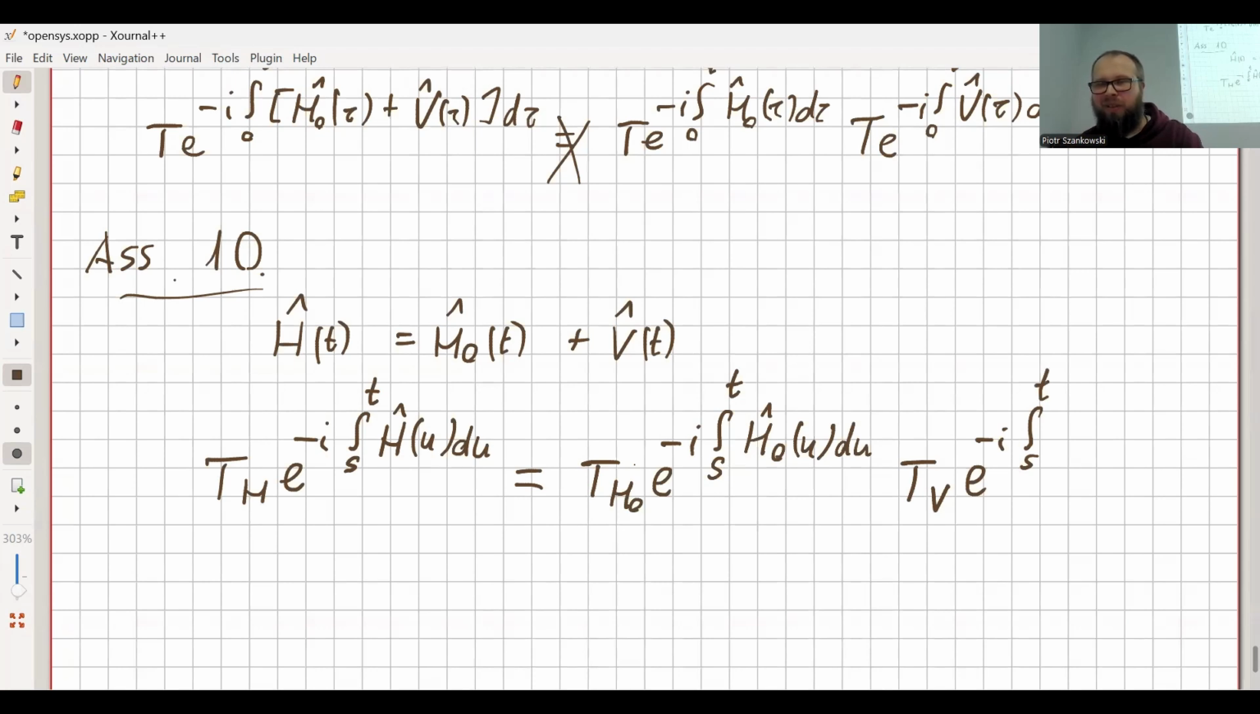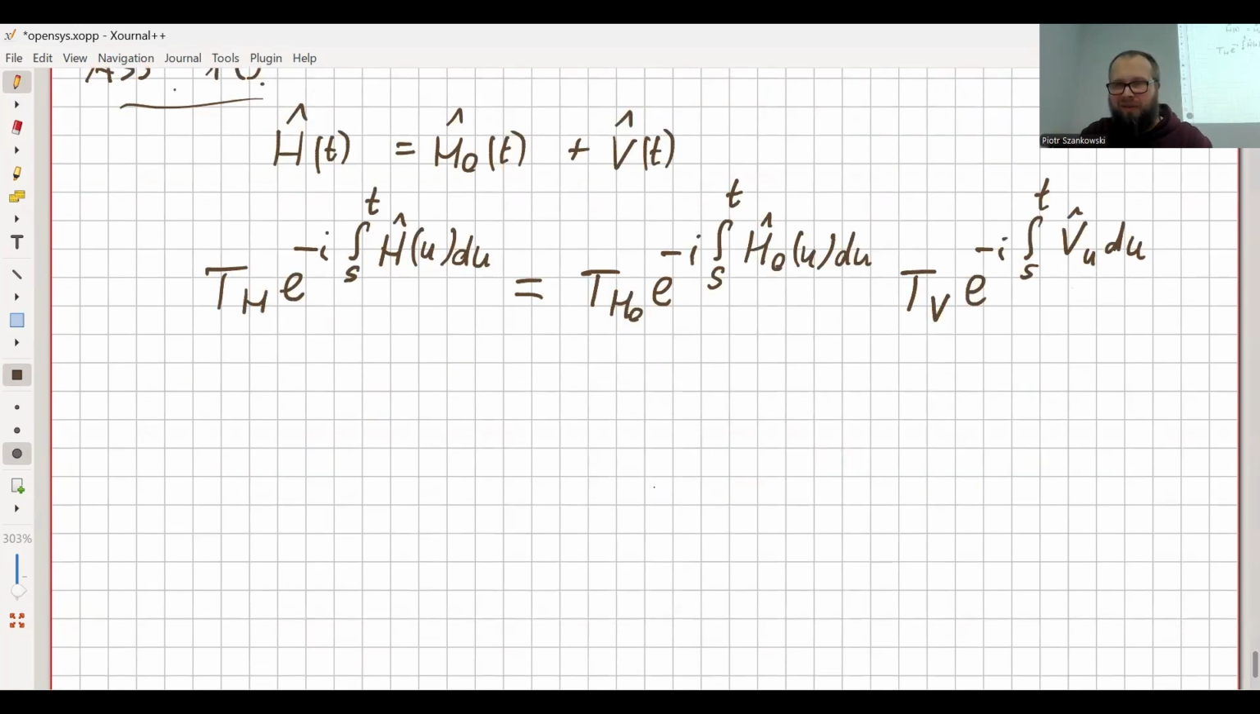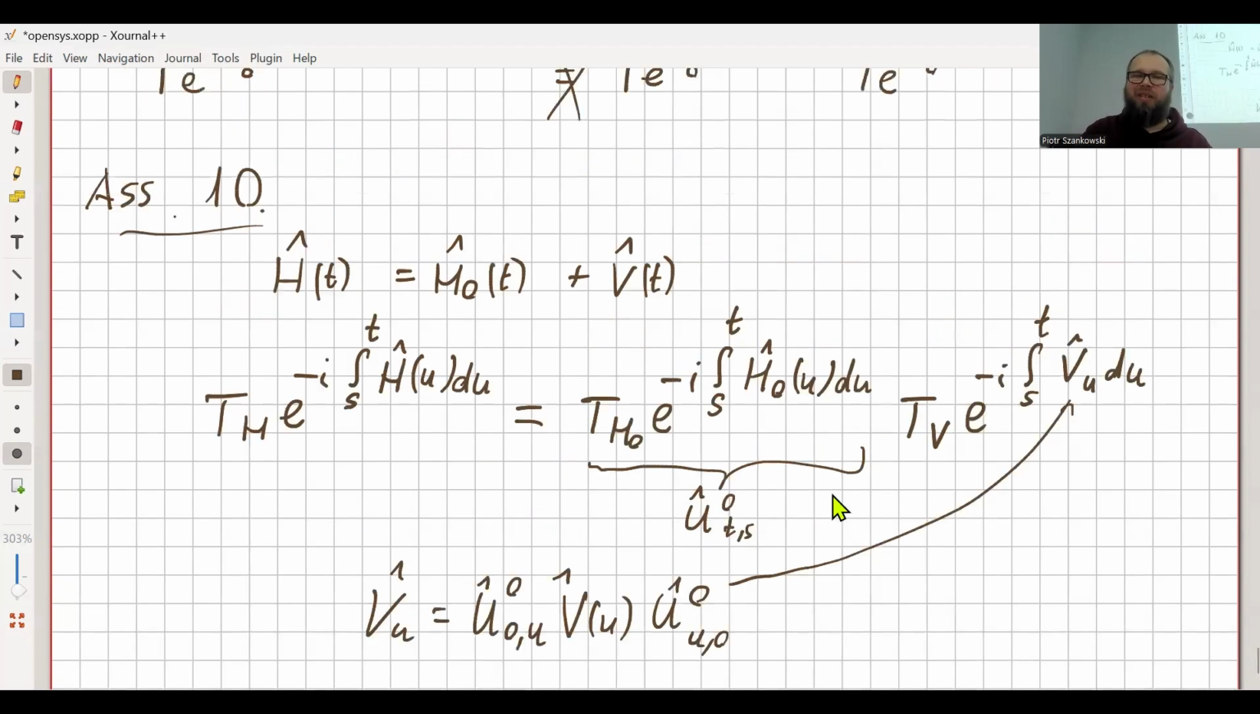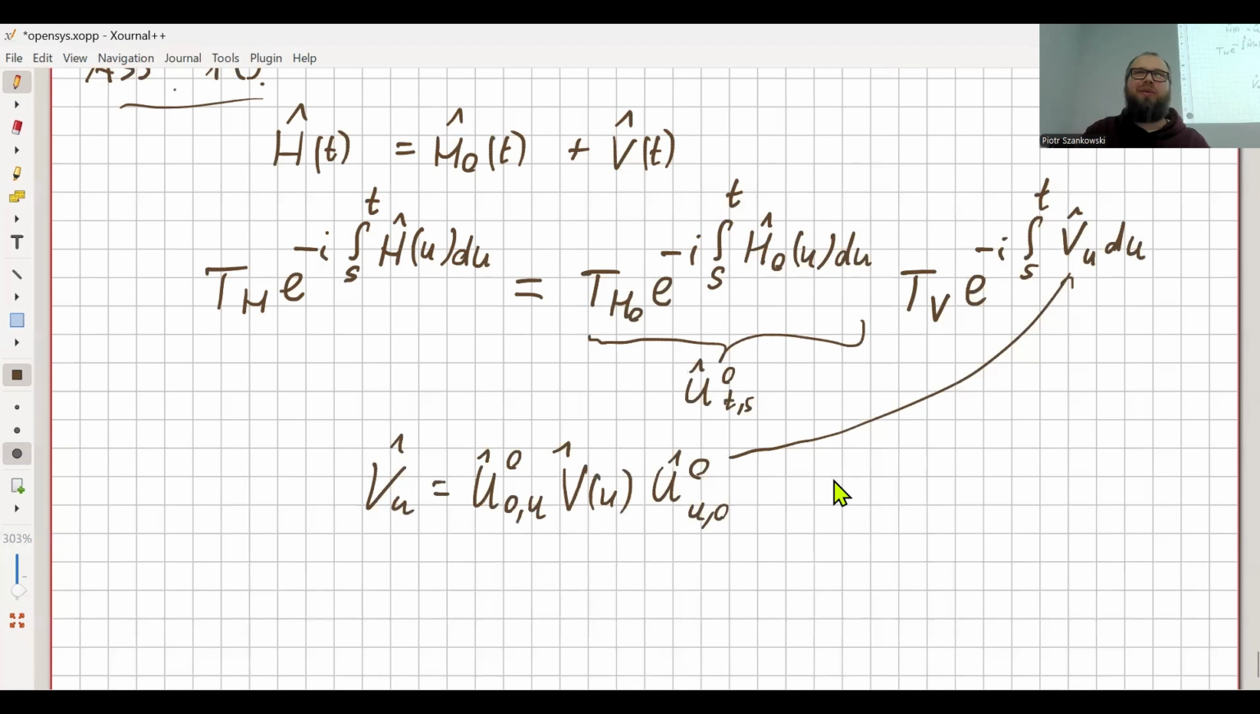Based on what I told you before, you would say, okay, so just write here the integral of V_I(u) du, where V_I(u) equals U0 from 0 to u, V(u), U0, where this is U0 from t to S. Based on what I said before, this is what you would probably try to do, but this would be wrong.